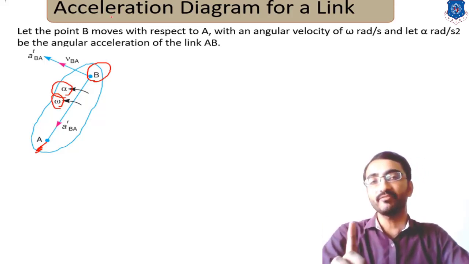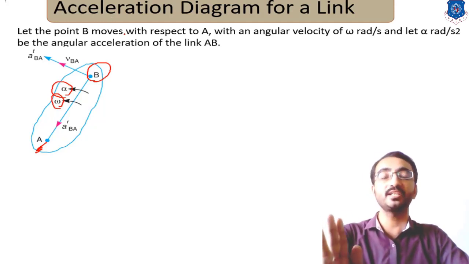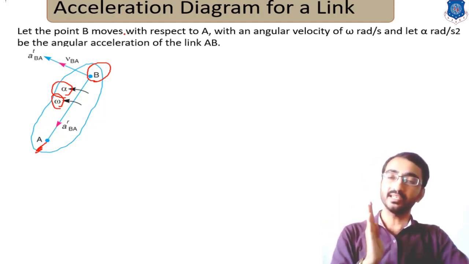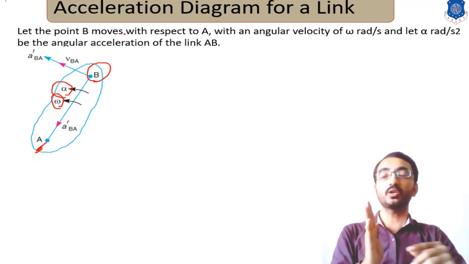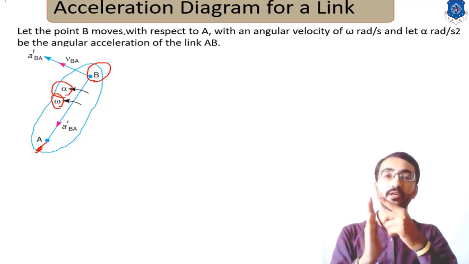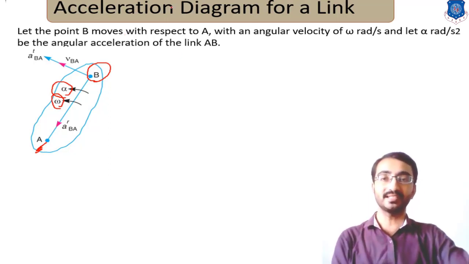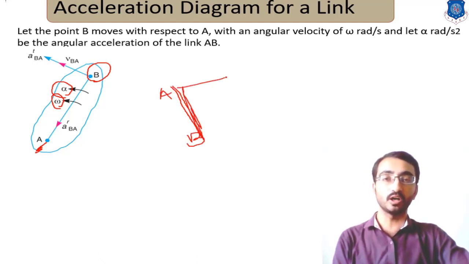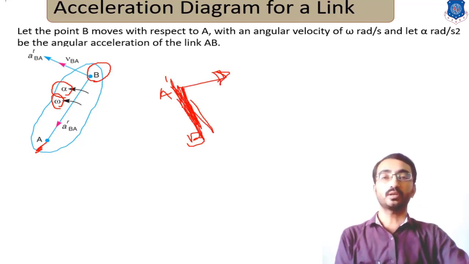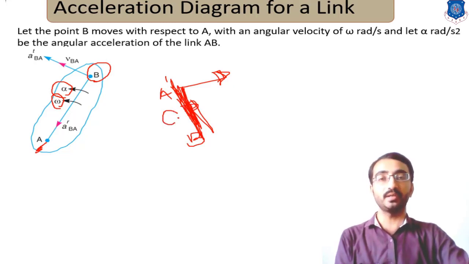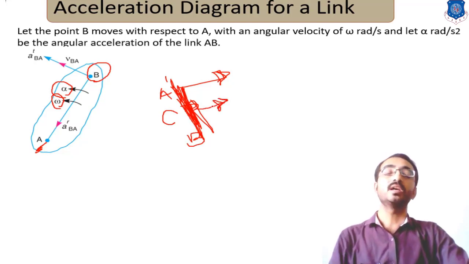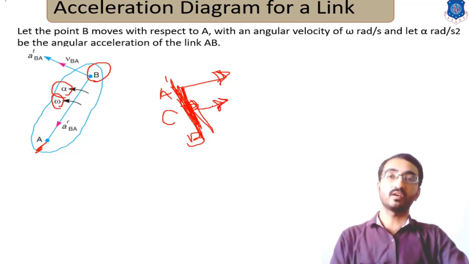Now we are familiar with the first rule, that the velocity of any rigid link is perpendicular to the line joining two different points on this link. If you consider this as your link AB, the velocity of this link AB will always be perpendicular to the line joining these two points, that is points A and B. If you consider an intermediate point C in between, then again the direction will always be perpendicular. In this way we can identify the direction of velocity.